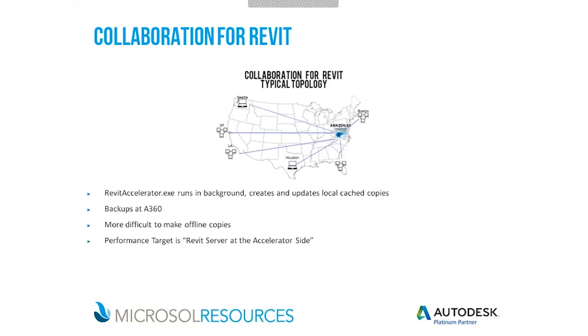The performance target is what they classify as Revit Server at the accelerator side. For those of you who are not familiar with Revit Server, generally speaking, again, you're working off of files that are stored on the local workstation. So most of what you're doing should be at normal speed. Some functions such as open, close, and sync to central might be a little bit slower, but it's not that bad.